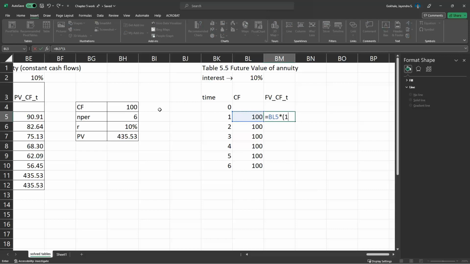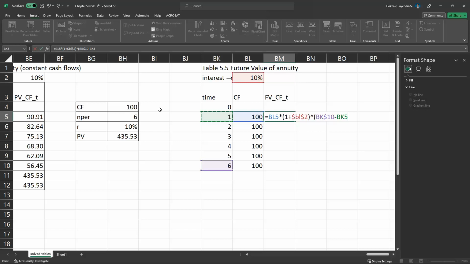times parenthesis 1 plus $BL$2, the rate, to the power of 6, which is $BK$10 minus this. So $BK$10 will remain $BK$10 as we paste this formula down. BL5 will change to BL6 and so on. And then $B$2 will remain $B$2, so the interest rate will remain fixed. The cash flow could change, but it's the same.